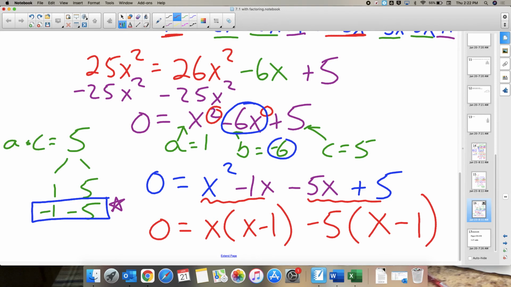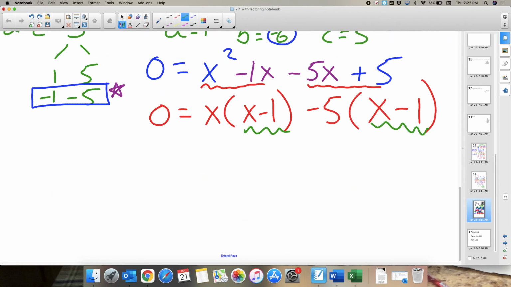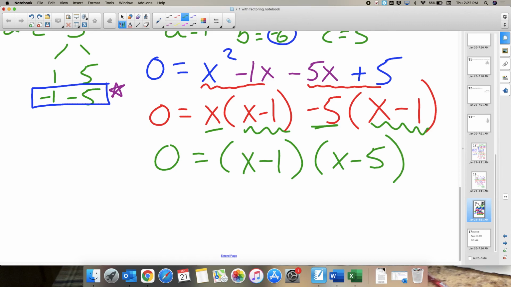And notice now that what I'm left with matches up. That is what we want to have happen. Because that x minus 1, that is our first factor. Our other factor is the GCF we pulled out, the x minus 5. So there's our second one.